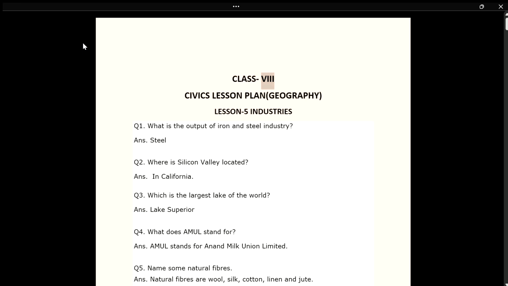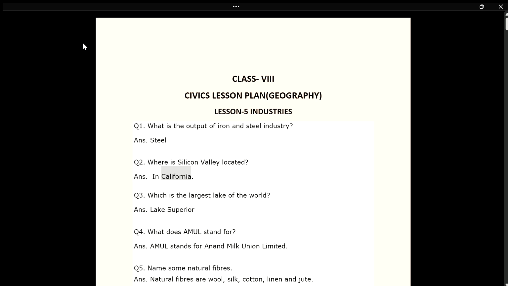Class 8. Civics Lesson Plan, Geography. Lesson 5 Industries. Q1. What is the output of iron and steel industry? Ans. Steel. Q2. Where is Silicon Valley located?